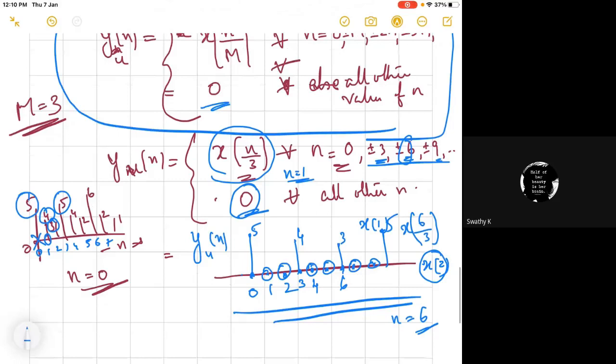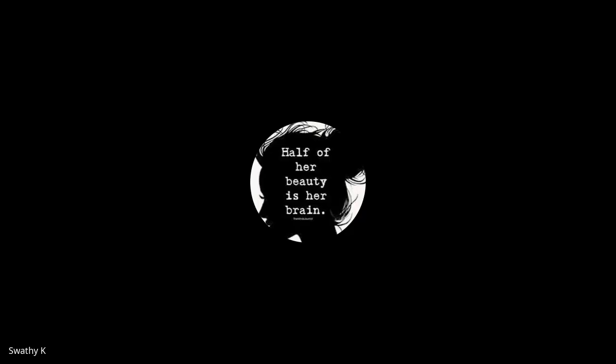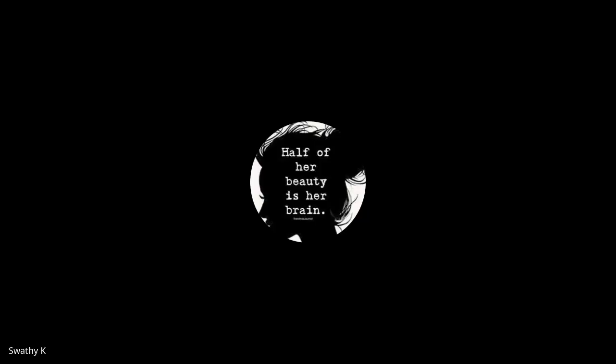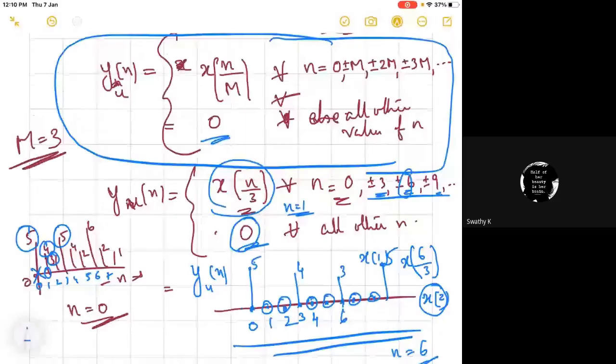And the equation: what changes in the equation of x[n], what happens to x[n] when you do the sampling rate conversion?